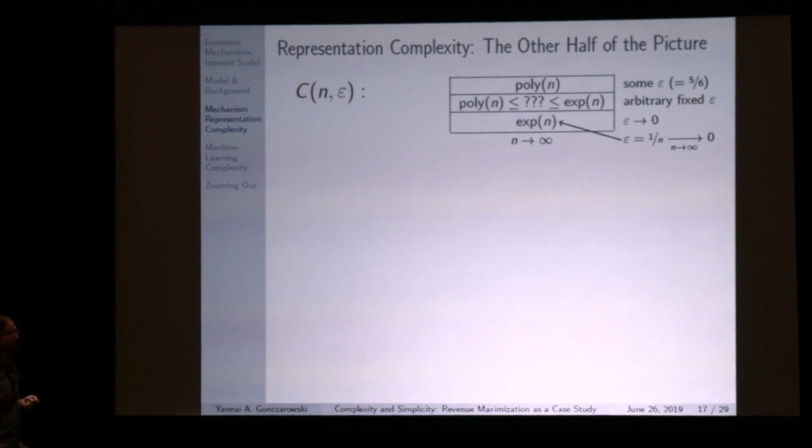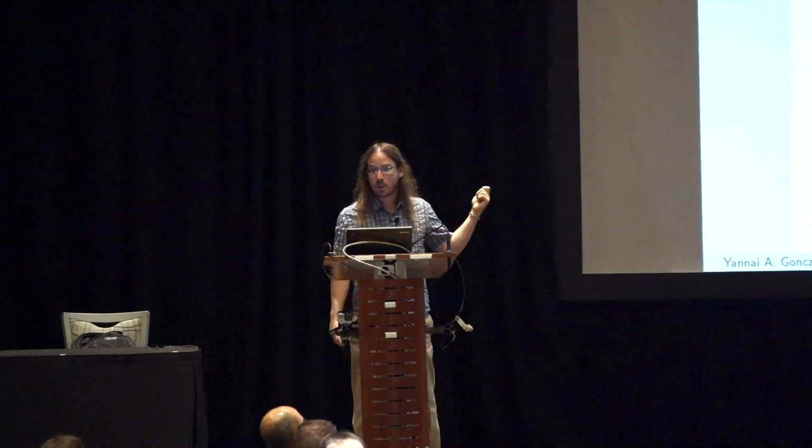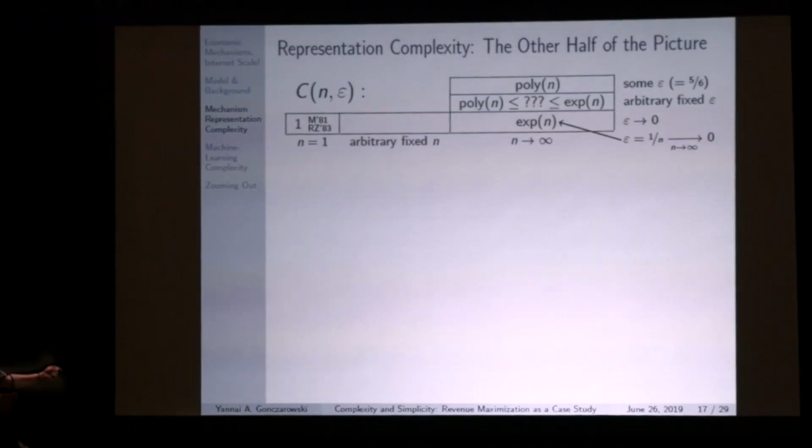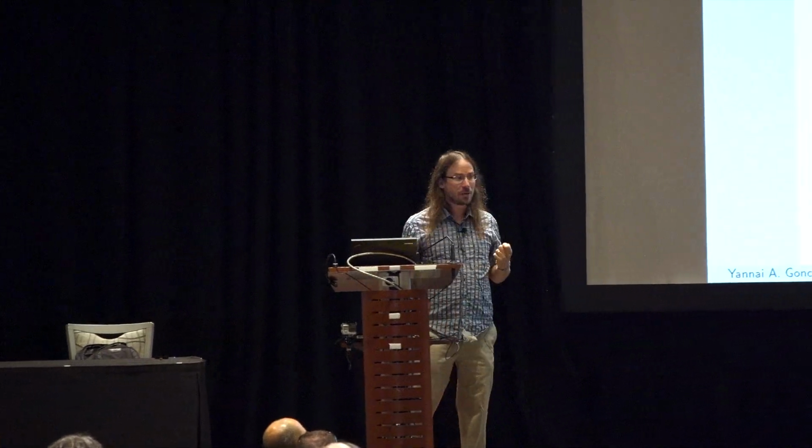Instead of fixing epsilon and letting n go to infinity, you can fix n and let epsilon go to 0 and ask about the dependence of the menu size as a function of epsilon. So for one good, as I told you, Myerson, Riley, and Zeckhauser tell us that a single menu entry, just a take it or leave it price, suffices for complete revenue extraction. So the interesting question is, for arbitrarily fixed n, 2 goods, 13 goods, 7 goods, fix the number of goods: how does the menu size have to scale as epsilon goes to 0?